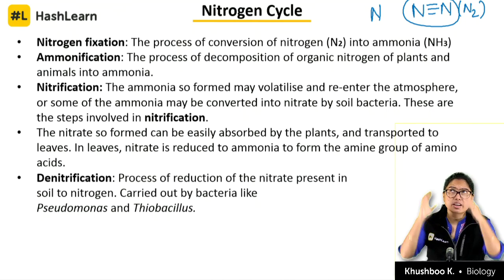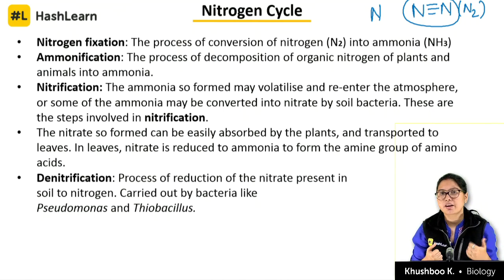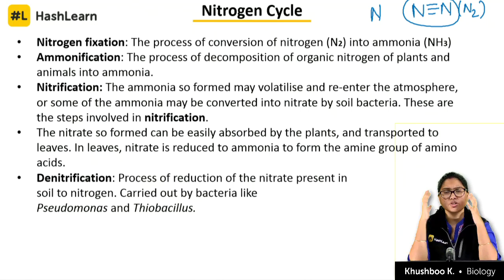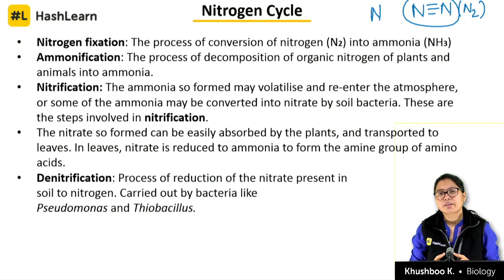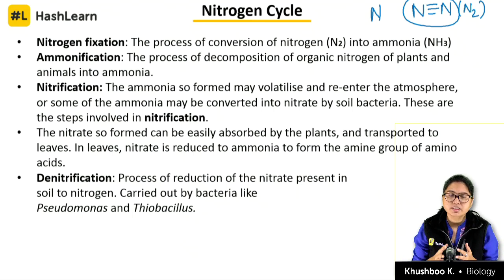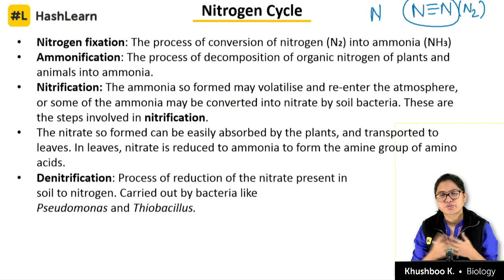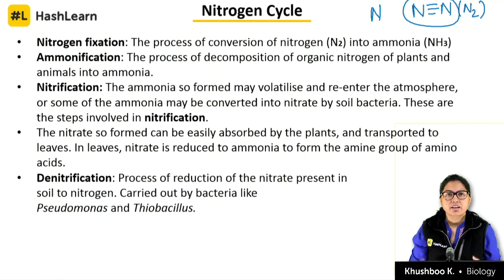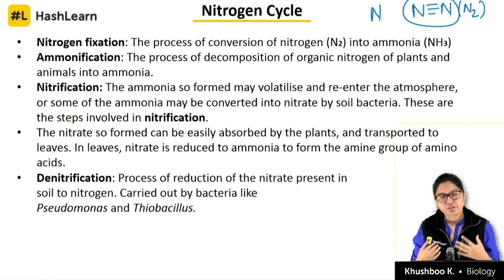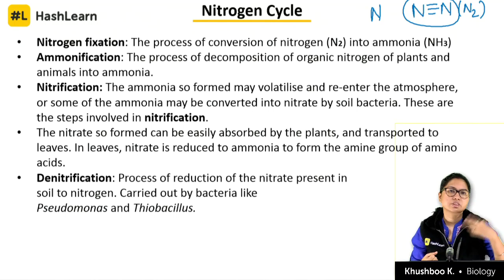So that is the reason why it cannot be directly taken from the atmosphere, though the percentage of nitrogen in the atmosphere is almost around 78%. So that's the highest amount, the most abundant gaseous element present in the atmosphere, but still the plants cannot absorb it like that. And for us also, the source of nitrogen, whether in terms of proteins or nucleic acid, is plants.